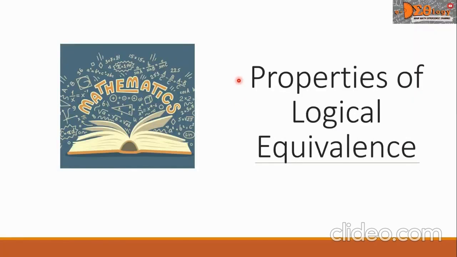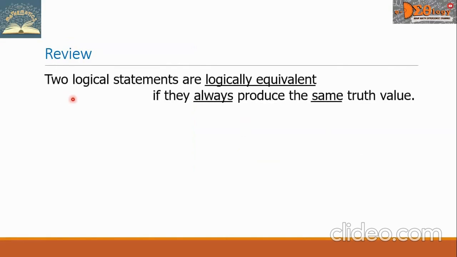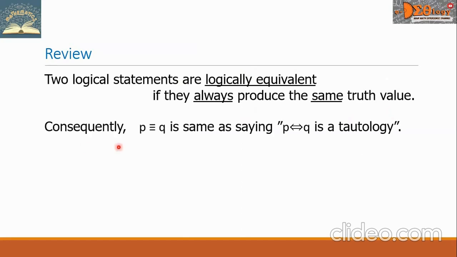Today, we're going to study properties of logical equivalence. Let us do a short review. Two logical statements are logically equivalent if they always produce the same truth value. Consequently, P is logically equivalent to Q is the same as saying P if and only if Q is a tautology.